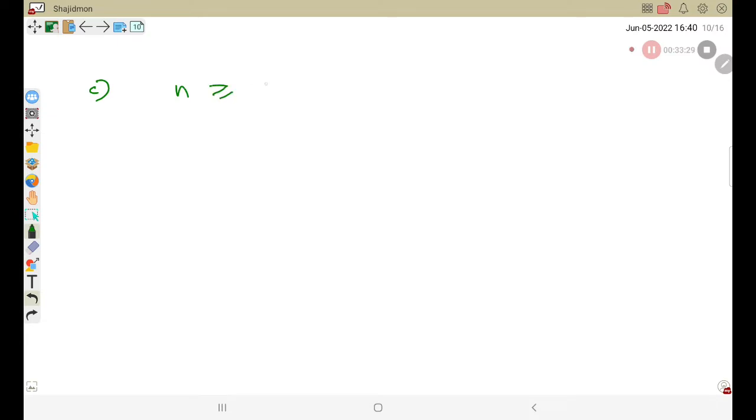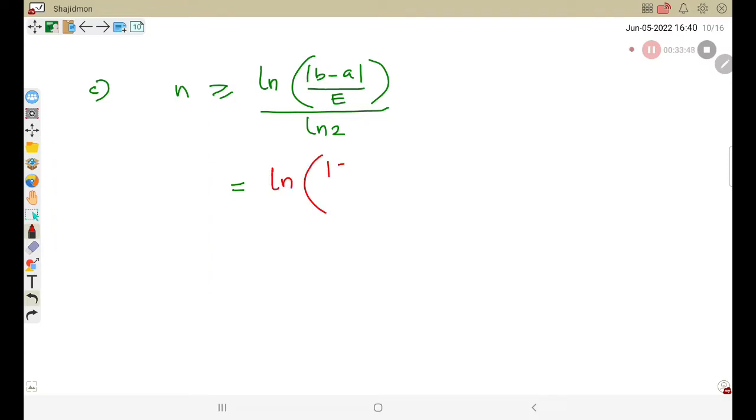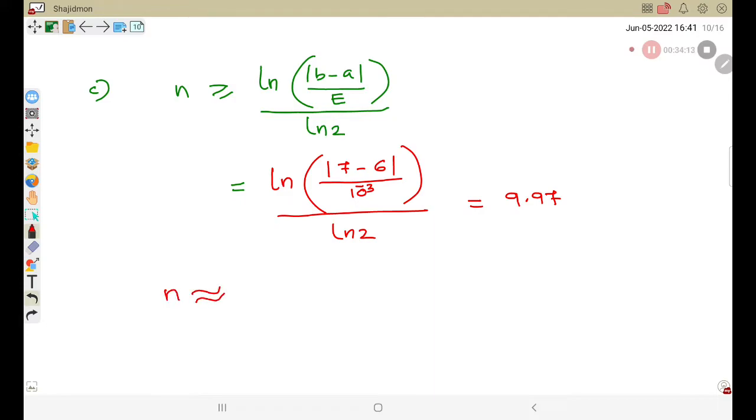What is the rule for that? N greater than or equal to ln of absolute B minus A divided by E, all divided by ln 2, correct? So once we enter, we get ln of absolute B number 7 minus A number 6 divided by E number, I told you 10 power minus 3, divided by ln 2, okay? You will get this number from your calculator equal to 9.97 using 3 digits rounding, correct? 9.97. But we don't want 9.97, we need how many approximations, an integer number.